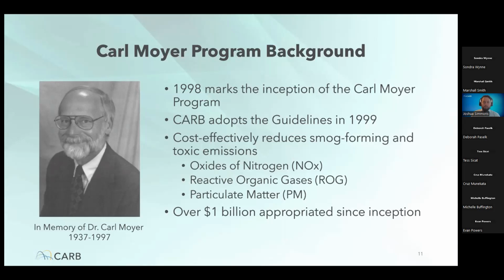The CARB Moyer program is the longest continuously funded incentive program in the state and has provided over $1 billion in incentive funding to its 35 air districts since inception. For fiscal year 2023-2024, $123 million was allocated in funding. Next slide.